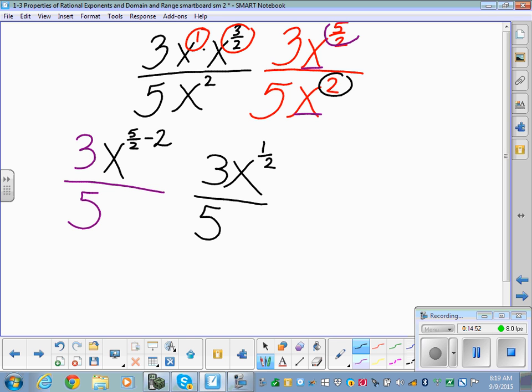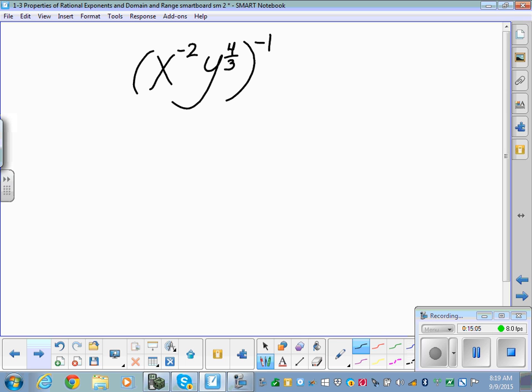And then do we need to fix any negative exponents? No. No, we're done. Questions on that one? We're almost done, guys, I promise. And then I'm going to set you free to work for a while, and then I'll bring you back to me later. Okay, stay with me for these last two examples.